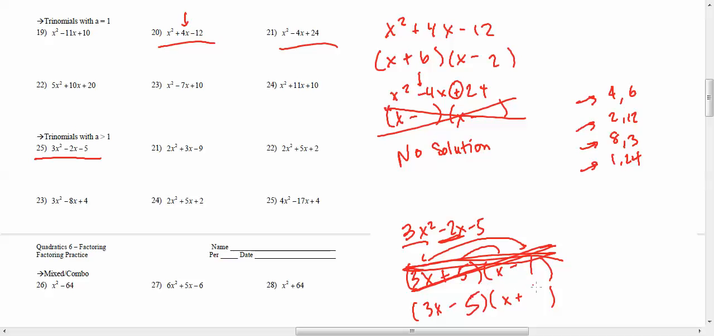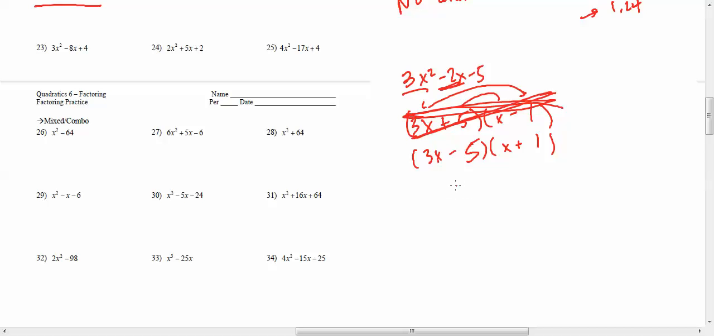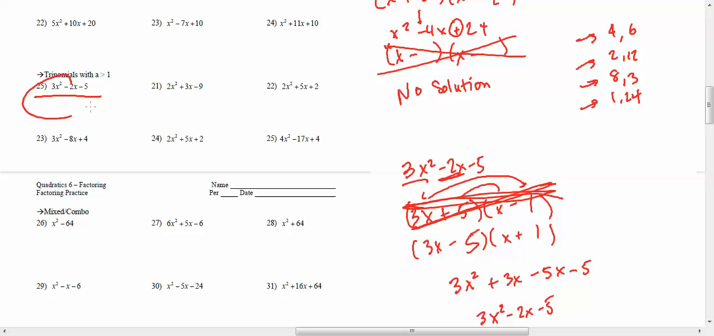Let's try 5 and 1. All right, let's FOIL that. 3x squared, that's the first. Outers would be 15x, inners would be negative 5x, and last would be negative 5. Excuse me, 3x squared minus 2x minus 5. Awesome. That's what I wanted. This is the correct answer. Make sense?